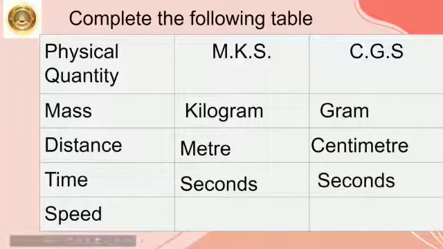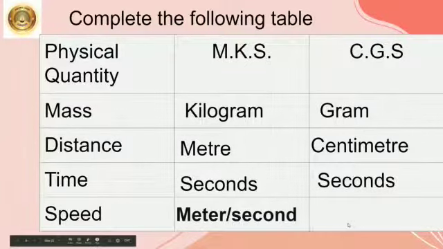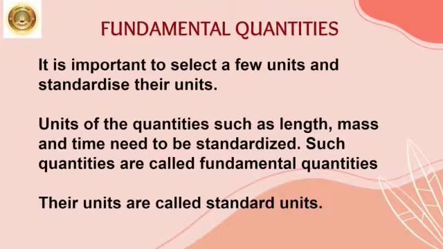Now knowing this, let us try to find out the unit of speed. Speed is defined as the distance covered in unit time. So, what is the unit for distance? Meter, and time, seconds. So the unit for speed in MKS system becomes meter per second. And here it will be centimeters per second.